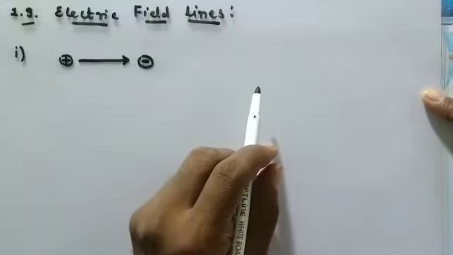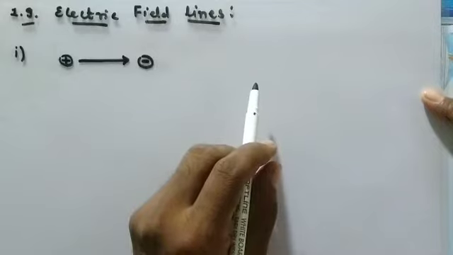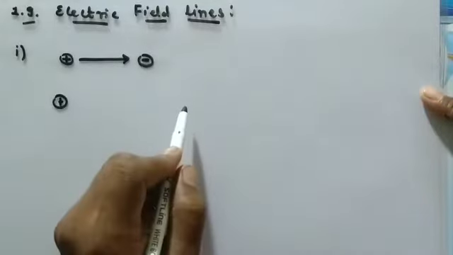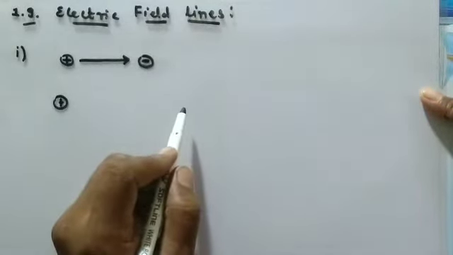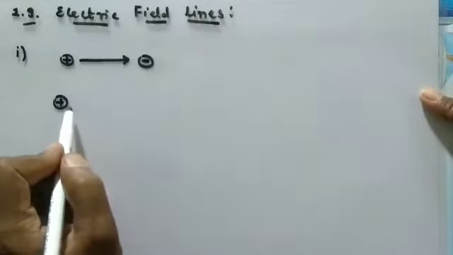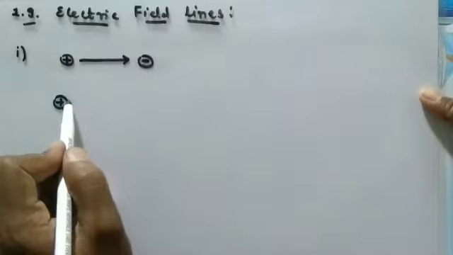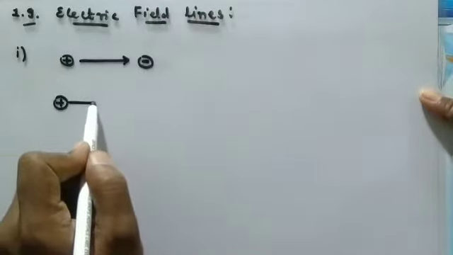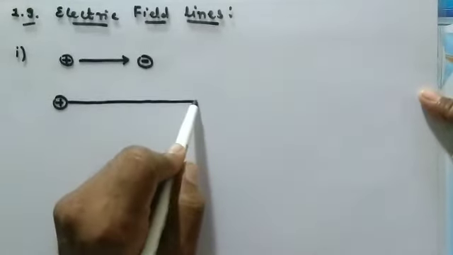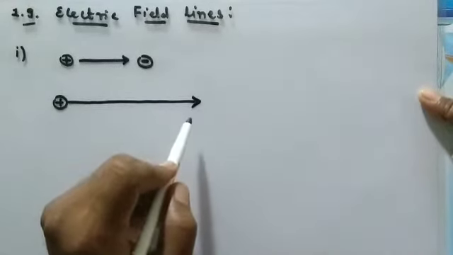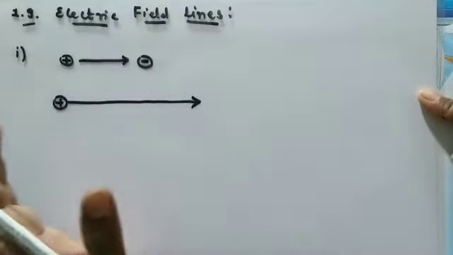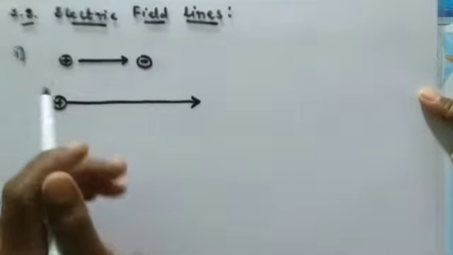Now the question arises, what happens if there is only a positive charge and there is no negative charge? Then if there is only positive charge, electric field lines will emerge from the positive charge and move to infinite distance. In this case, you have to consider that the negative charge is at infinity.